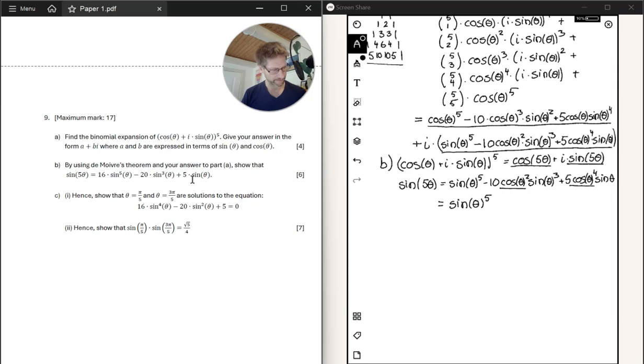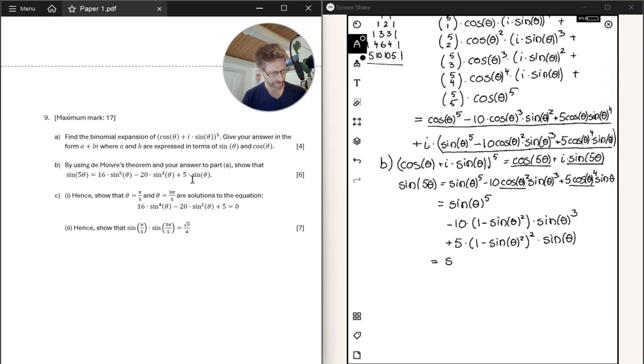Then we have minus 10 times 1 minus sine of theta squared times sine of theta cubed. And then we have plus 5 times 1 minus sine of theta squared, that was cosine to the 4, times sine of theta.